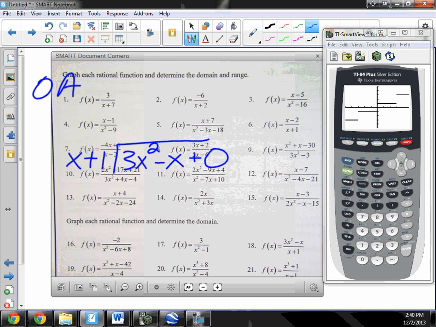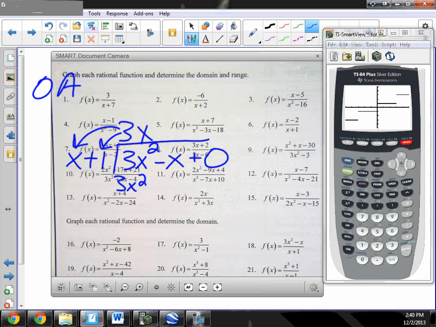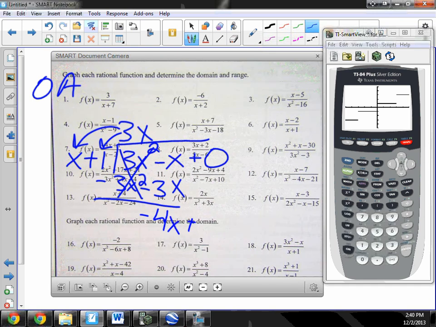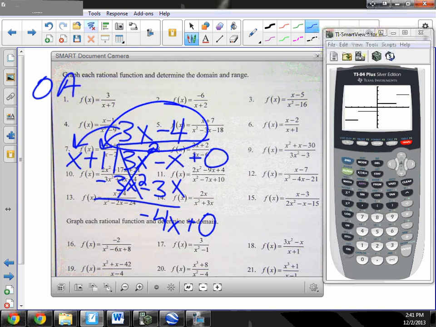So how many times does x go into 3x squared? 3x. So 3x times x is 3x squared. 3x times 1 is 3x. Draw the line and change the signs. First two cancel, and I get negative 4x plus 0. How many times does x go into negative 4x? Negative 4, and I can stop there, because I don't care what the remainder is. All I wanted to know was 3x minus 4. Is that a linear equation? Yeah, so we're good. So the OA happens when y equals 3x minus 4.